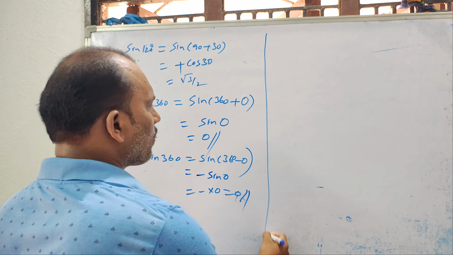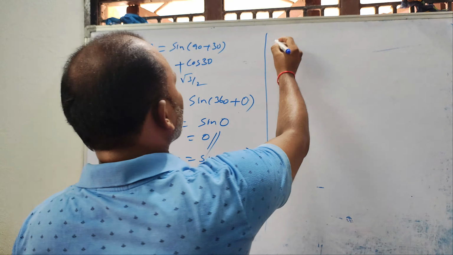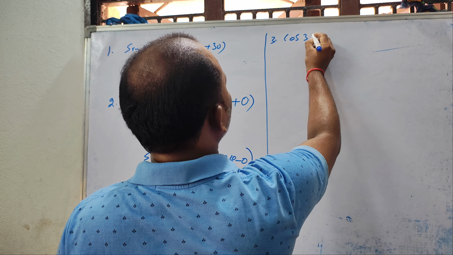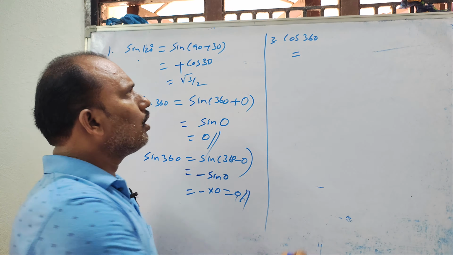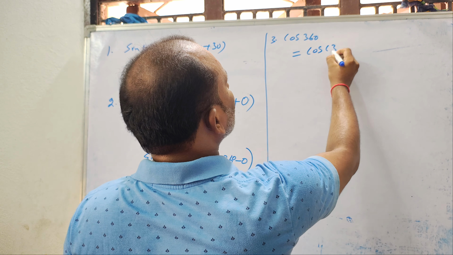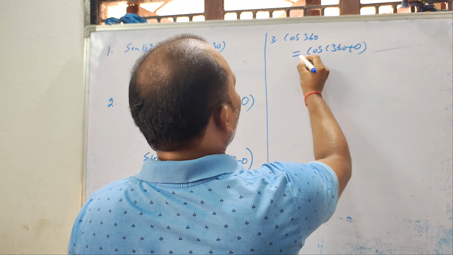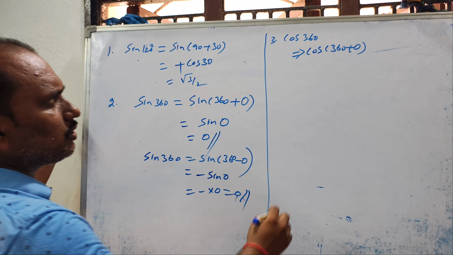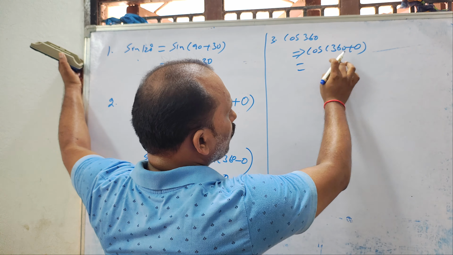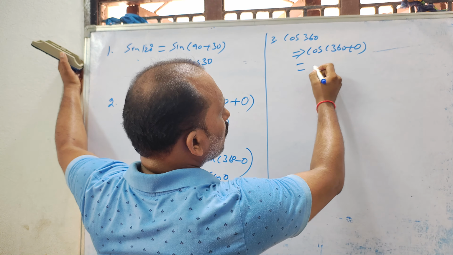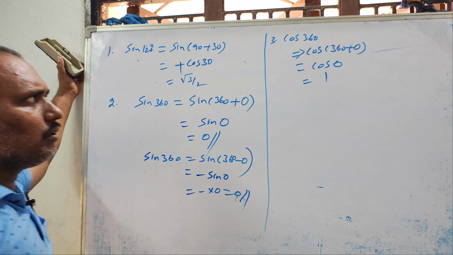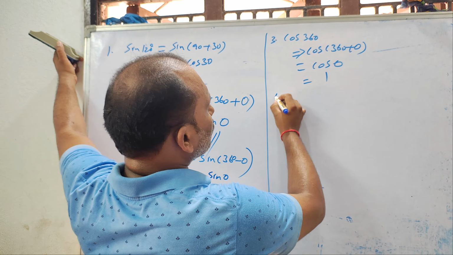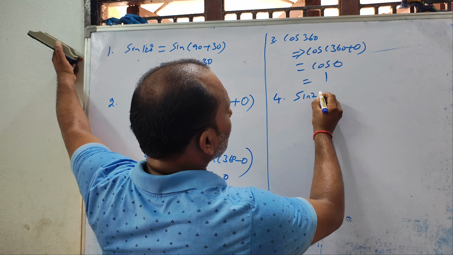Same like this, let us say cos 360. How to write cos 360? Simple, once again the same model. Cos(360 + 0). All silver teacups. Fourth quadrant or first quadrant? First quadrant, so all are positive. Cos 0, how much, guys? 1. Simple.